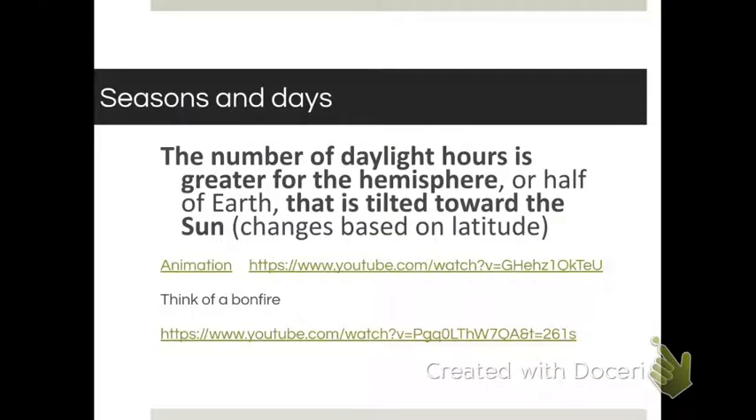Okay. The number of daylight hours is greater for the hemisphere tilted towards the sun. You already know this because we have the longest days in the summer. And when you're tilted towards the sun, that's when you're in summer. So days are longer in the summer. Days are shorter in the winter. And that all has to do with whenever the hemisphere is tilted towards the sun, as it's rotating, it's just facing the sun for a few hours longer than the side of the earth that is tilted away from the sun.